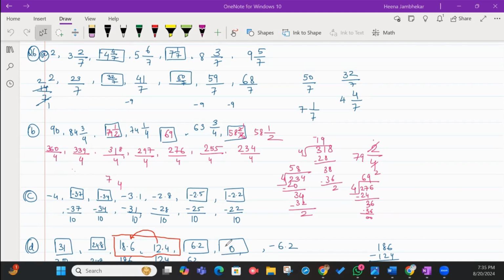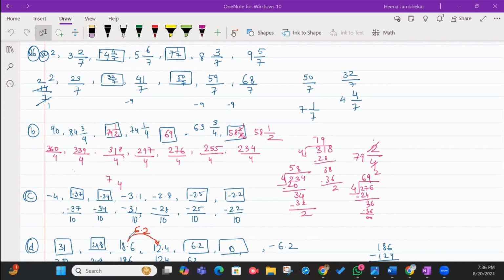What is the answer that you get? 12.4 minus 18.6. So if you go from 18.6 to 12.4, what will you get? You will get minus 6.2. That's not minus 0.6, it is two decimal places. If you go from 18.6 to 12.4, you're getting 6.2.